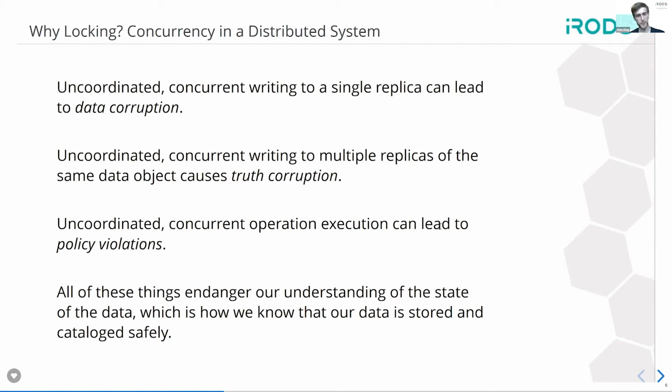So all 3 of these problems endanger our understanding of the state of the data, which is how we know that our data is stored and cataloged safely and correctly. This kind of goes back to what Pete was talking about this morning. Consistency is really, really important as far as cataloging your data.